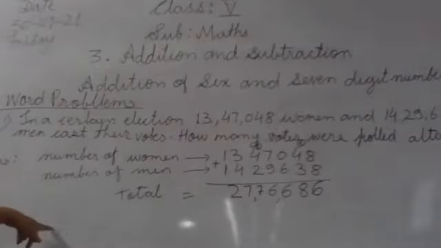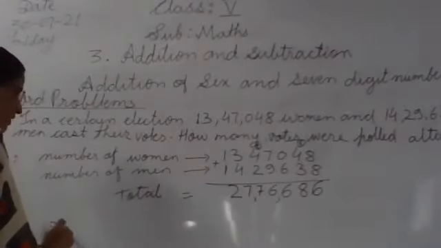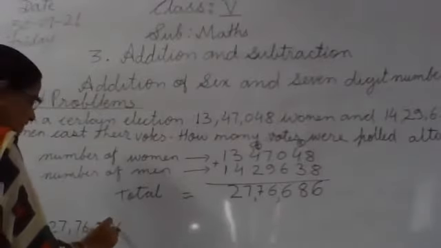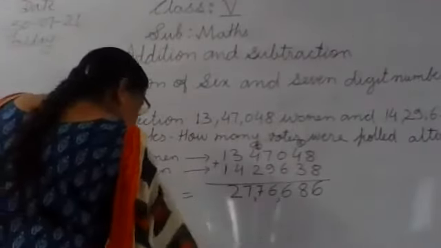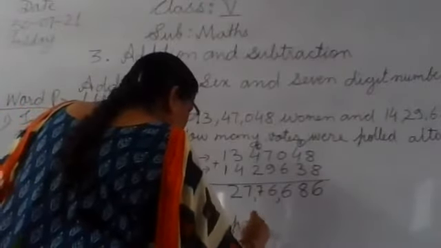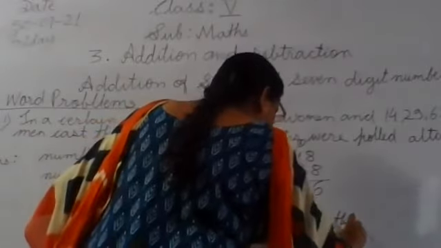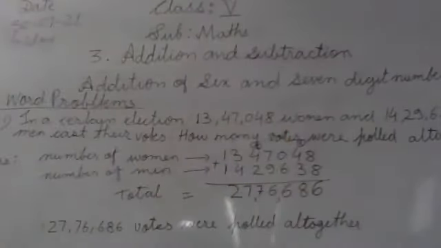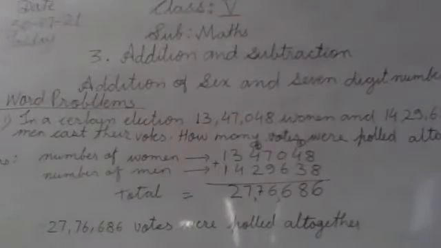So how will you write the answer in words? See beta, you have to write the answer in words. Why? Because it is a word problem. So answer: Twenty-seven lakh 76,686 votes were polled all together. Okay, so in this way, beta, we have found the total number of people that voted together. Okay. Now let's see another question.